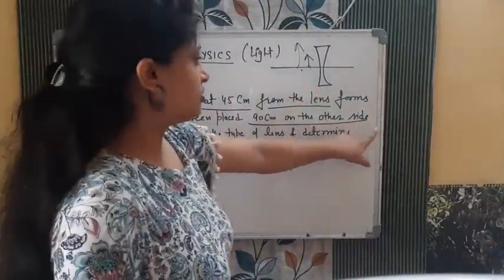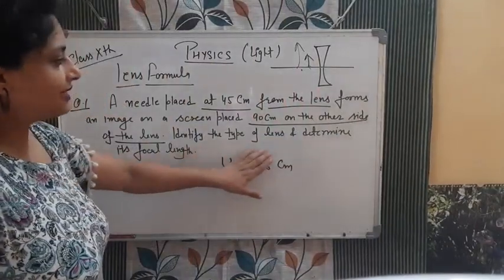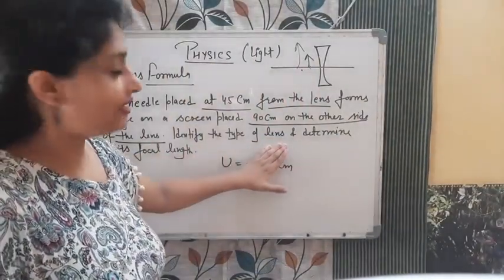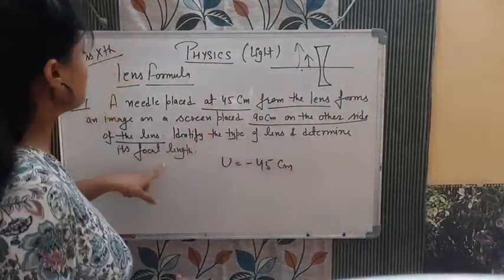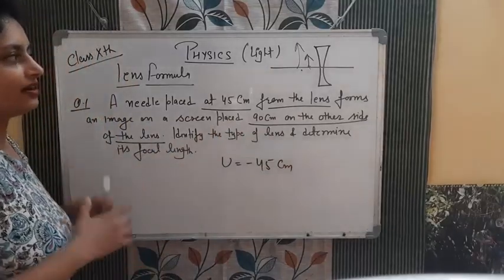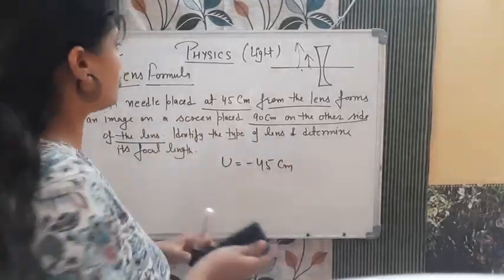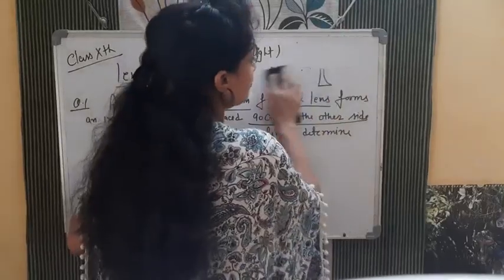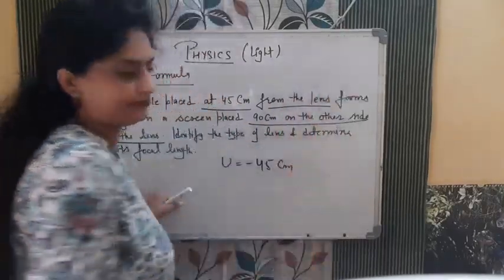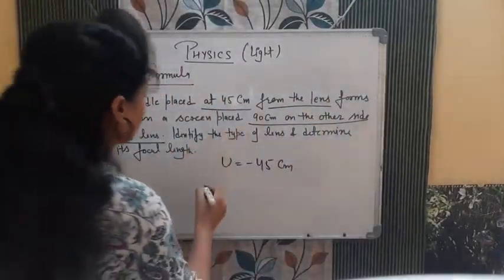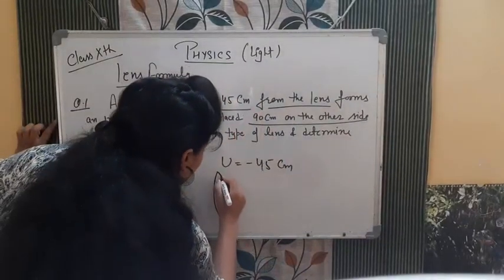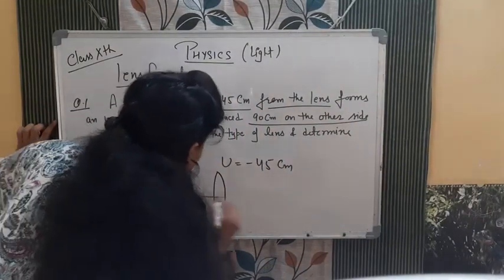So 90 cm on the other side of the lens. Identify the type of lens. We have already identified that. This is convex lens, and determine its focal length. So now we need to find out the focal length. So if we draw this with the ray diagram, how will you draw, children? See. This is a convex lens.